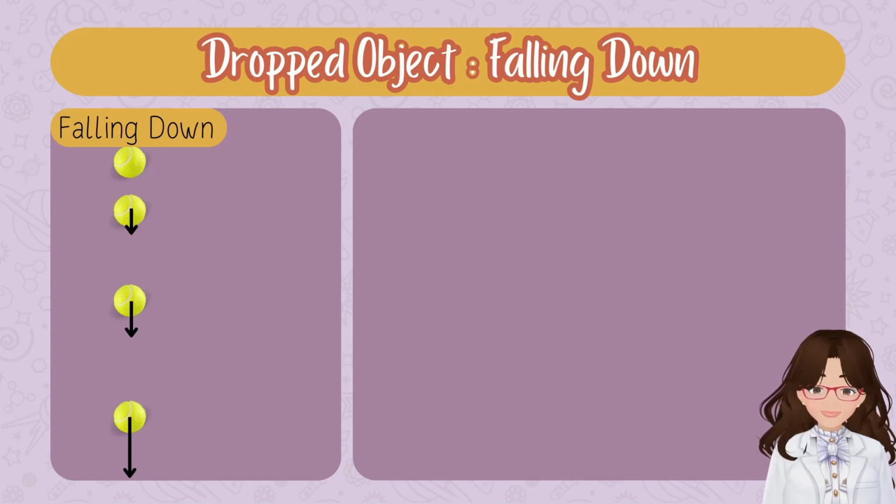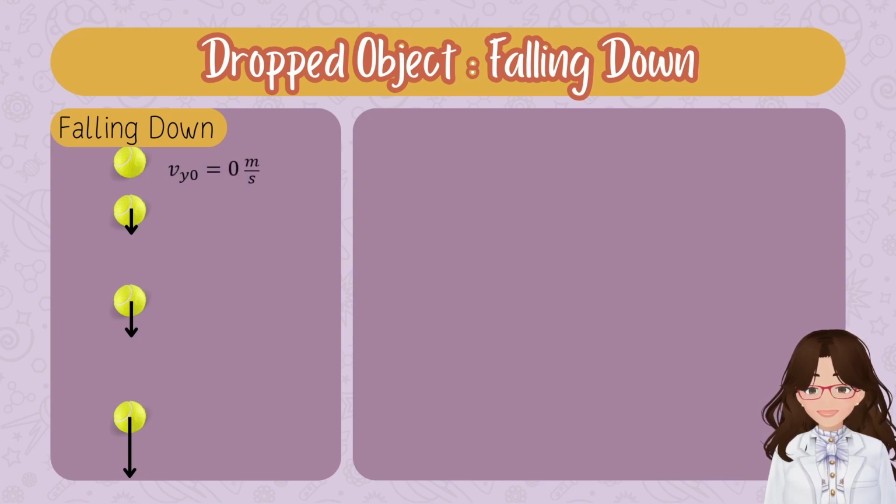So an object being dropped is the most straightforward version of free fall. As you can see in our diagram, we have a tennis ball that is going to be dropped and it is falling downwards.